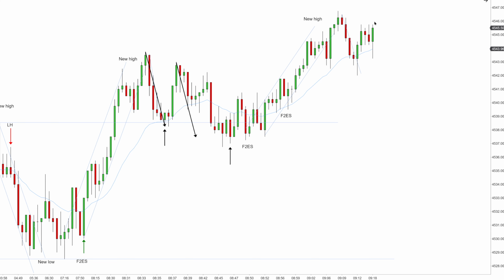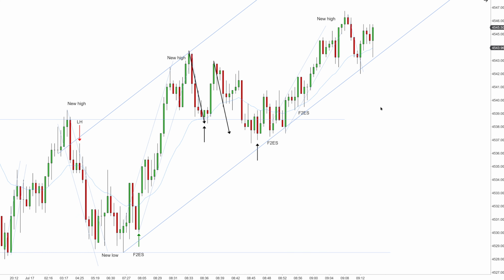It's too far up, too close to these highs. Now I can look for a possible wider channel, something like this. Is this channel correct? Not really. I'm going to zoom back and reevaluate the structure.